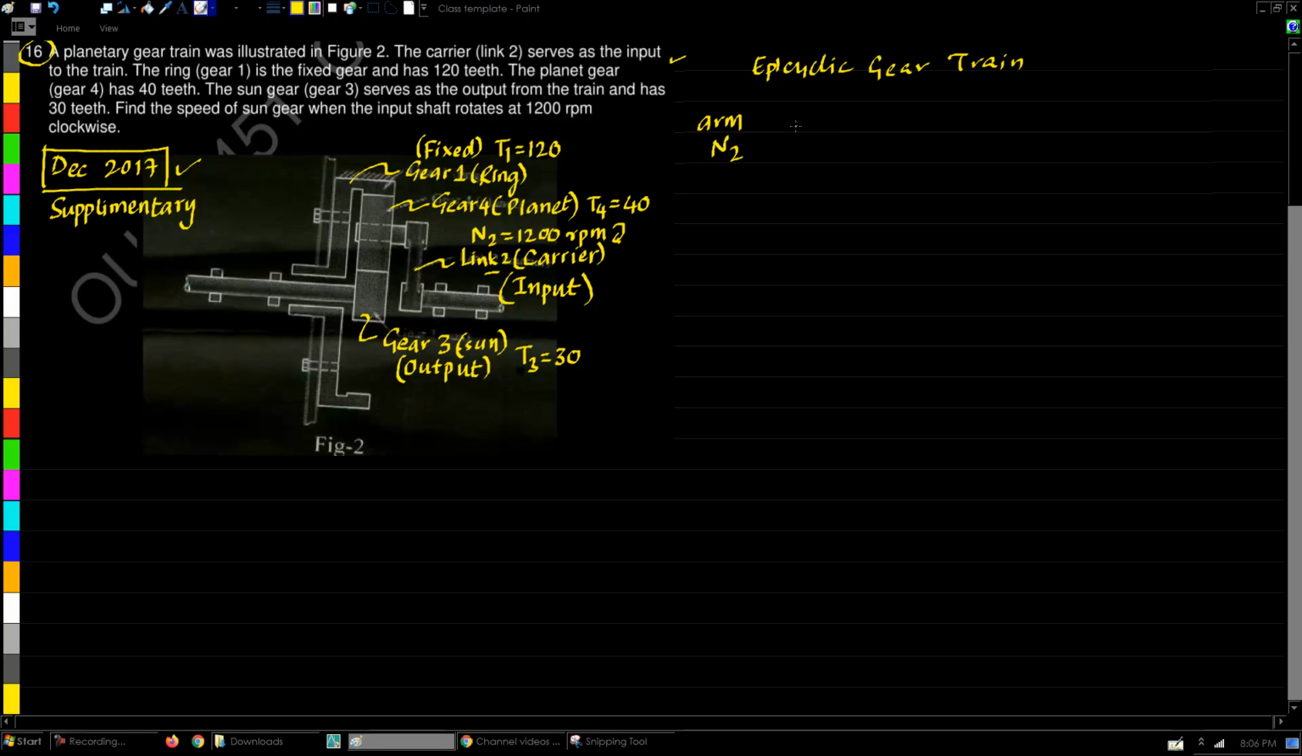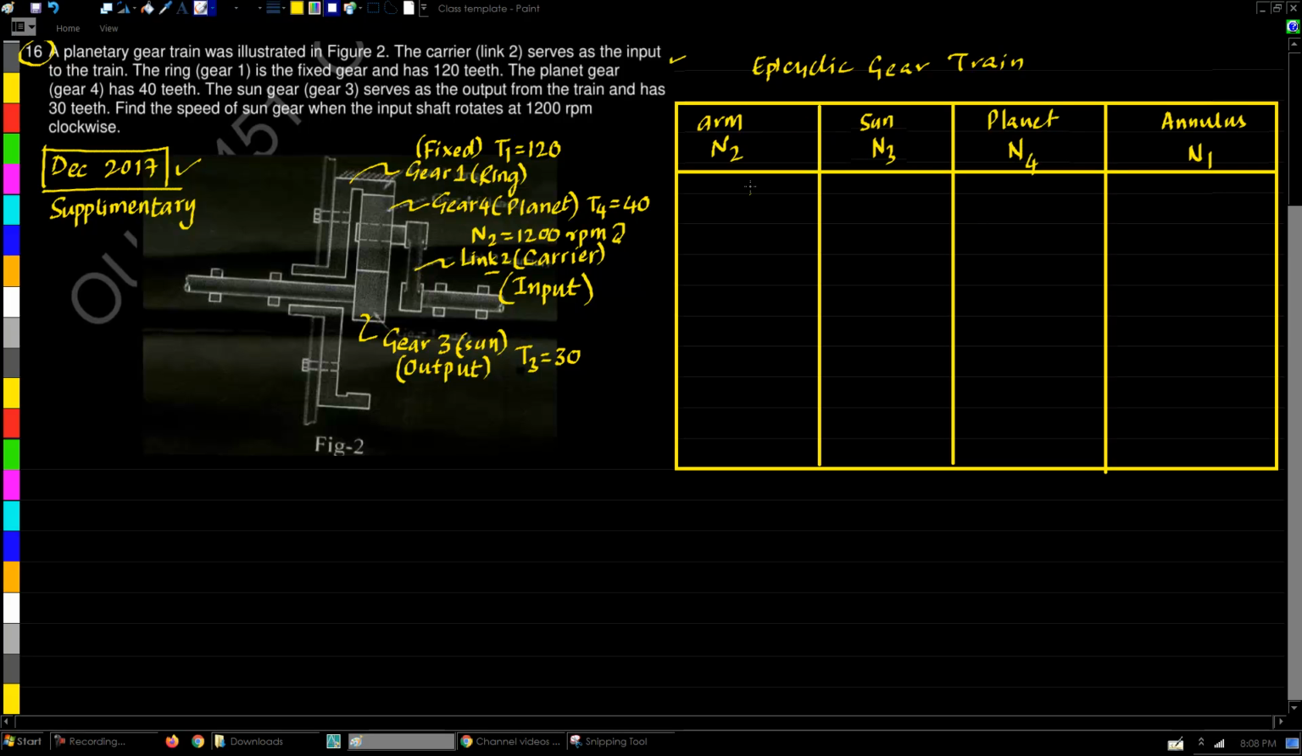Now sun here is the gear 3. So for the sun, I'll have to write N3 as the speed. Now the sun gear, you can see it is connected to a planet gear. So next comes the planet gear, and the number for this one is 4. So I'll have to write the speed as N4. And finally, the planet gear 4 is meshing with the outer annular ring, which is called the gear 1. So annulus, we will call it as N1.